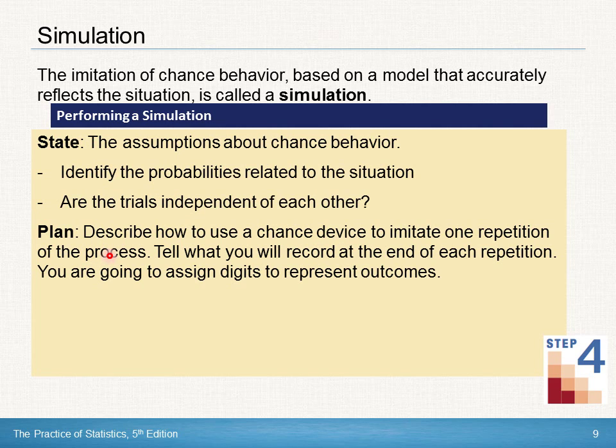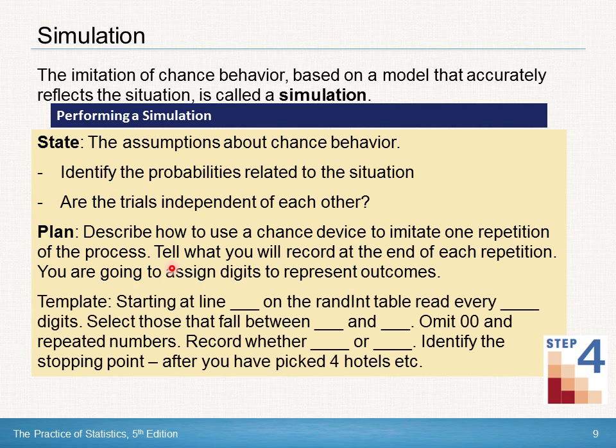Now that device can either be a graphing calculator, a computer software, or a table of values of random integers. We're going to tell what we're going to record at the end of each repetition, and we're going to assign digits to represent our outcomes. So for the example, 1 would represent the number 1 on a die. Number 2 would represent the number 2 on a die, and I'll explain what that means in a minute.